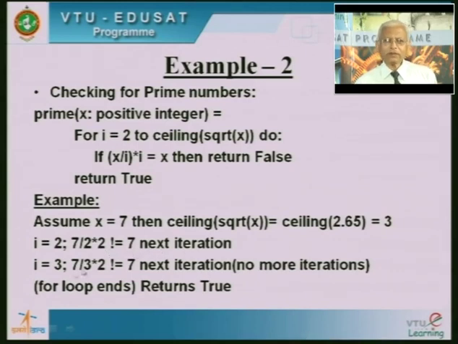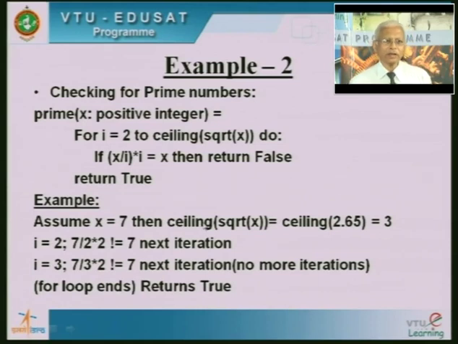So, it will go to the next iteration, then 3, then 7 by 2, again it will be 2 into 4, 4, it is not equal to 7. So, next iterations it will go, but there are no more iterations. You have already reached the end of the for loop. So, therefore, here there is a return true.